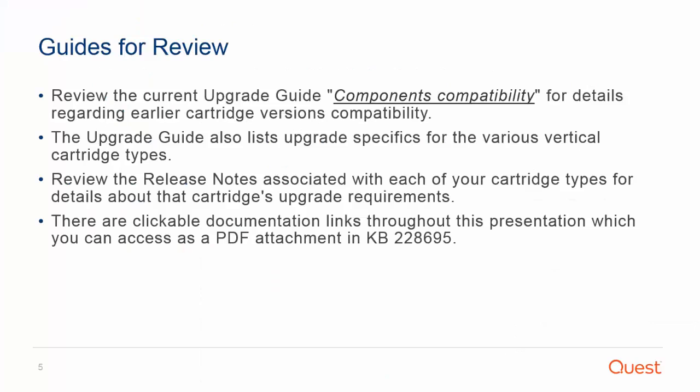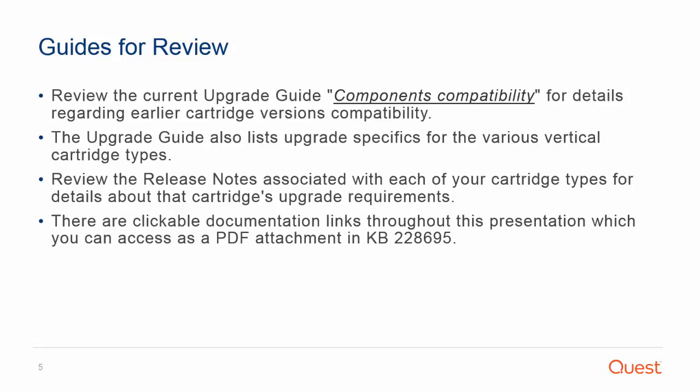What guides should you review? Review the current upgrade guide, Components Compatibility, for details regarding earlier cartridge versions compatibility. The upgrade guide also lists upgrade specifics for the various vertical cartridge types. Review the release notes associated with each of your cartridge types for details about that cartridge's upgrade requirements.